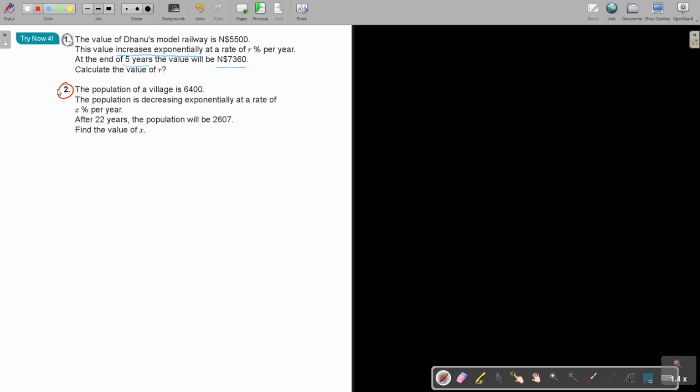Okay, the population of a village is 6,400. The population decreases exponentially. Can you see why I used red? At the rate of X%. It's not to say it's R. After 22 years, the population will be this. Find the value of X.